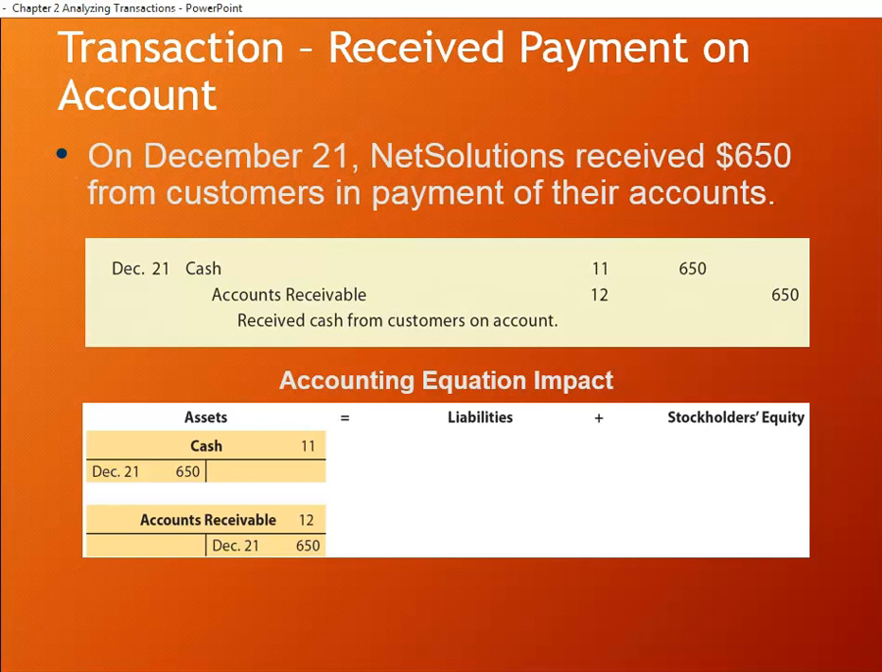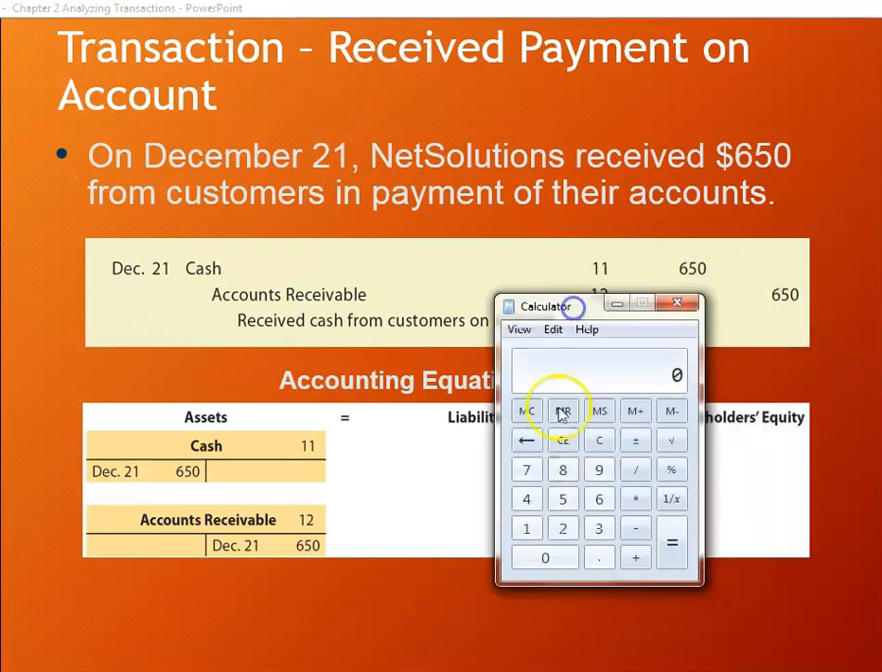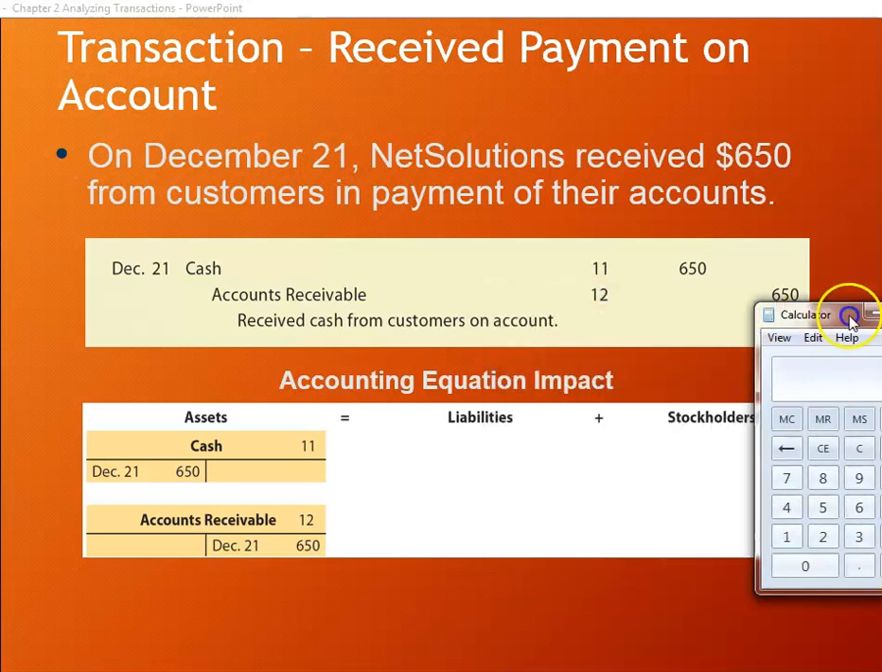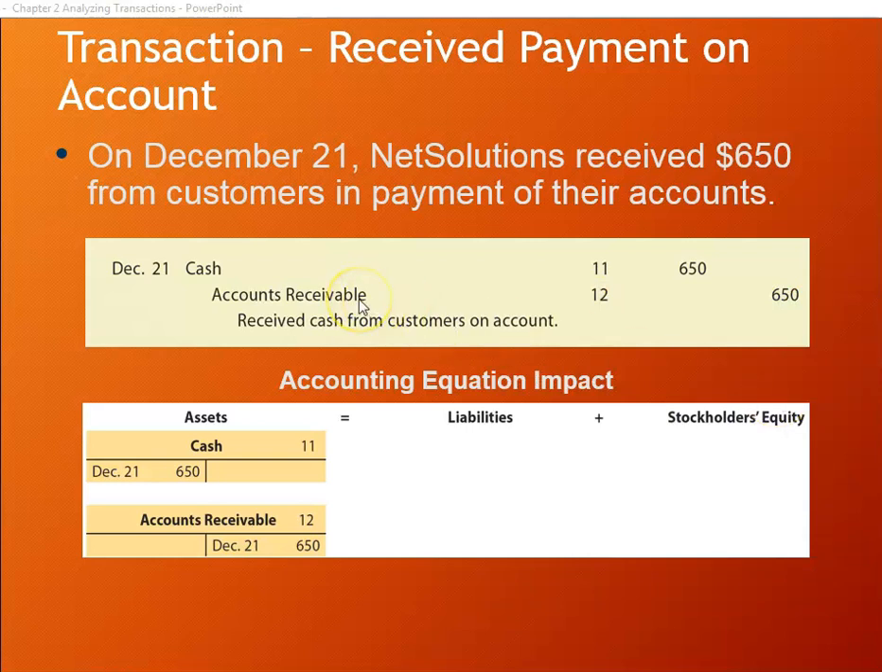But what we do know now is that part of that $1,750 that was owed to us has now been satisfied. We've received cash of $650, which means that cash goes up by $650, but it also means that accounts receivable needs to go from $1,750 down to $1,100, because we originally were owed $1,750. Now we've been paid $650 of that. That leaves an $1,100 balance in accounts receivable. So in order to make that happen, accounts receivable, which has a normal debit balance, must be credited for $650.